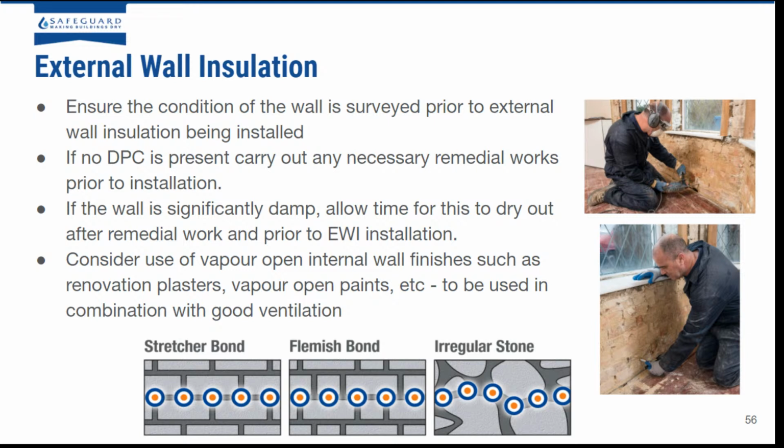So just ensure the condition of the wall is surveyed prior to external wall insulation being installed. If there isn't a DPC present, you need to carry out any necessary remedial works prior to installation. If the wall is significantly damp, it's recommended to allow time for this to dry out after remedial work and prior to EWI installation. And always consider the use of vapour open internal wall finishes, such as renovation plasters, vapour open paints, etc., to allow that evaporation to still occur, obviously to be used in combination with good ventilation.